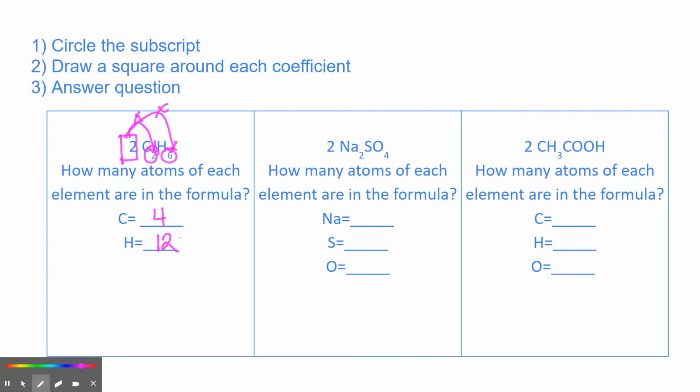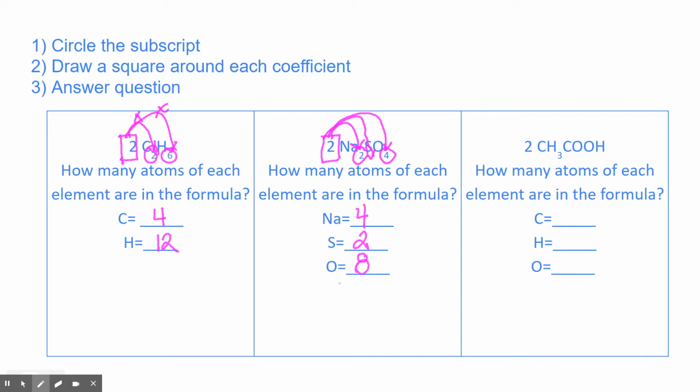For our next example, we have 2NaSO4. So again, we're going to circle the subscripts, draw a square around the coefficient. We must multiply each one. So for Na, 2 times 2, we have 4. For S, we have 2 times 1, so that's 2. And for O, we have 2 times 4, it's 8.